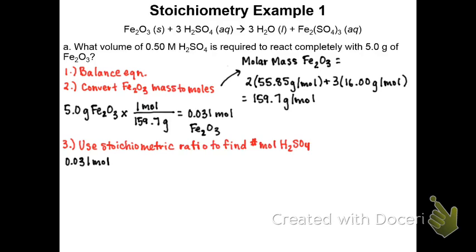So we know that all 0.031 moles of iron oxide will react. And now from the balanced equation, we know that 1 mole of iron(III) oxide reacts with 3 moles of sulfuric acid. And we know that we want to be dividing by moles of the iron oxide because we want that to cancel out. And so that comes out to 0.093 moles of sulfuric acid.